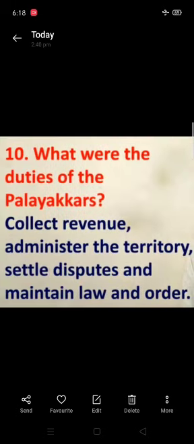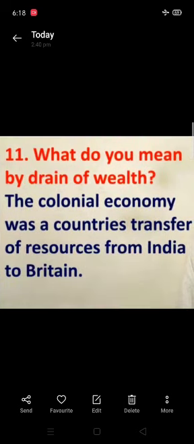What were the duties of the Palaiyakkarars? Collect revenue, administer the territory, settle disputes, and maintain law and order. What do you mean by drain of wealth? The colonial economy was a transfer of resources from India to Britain.